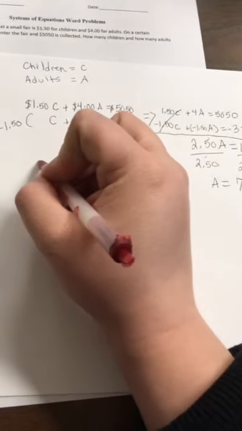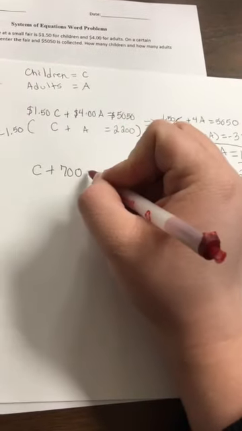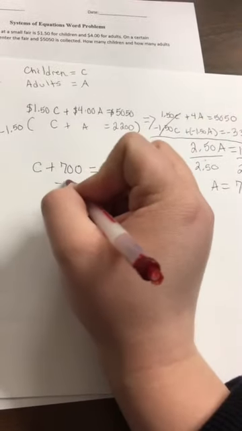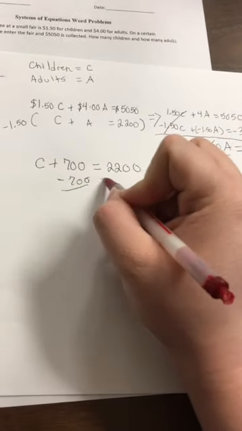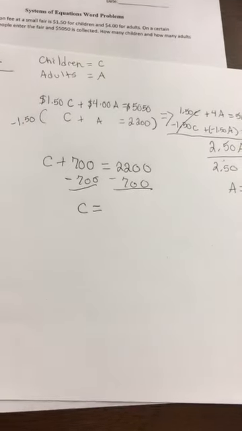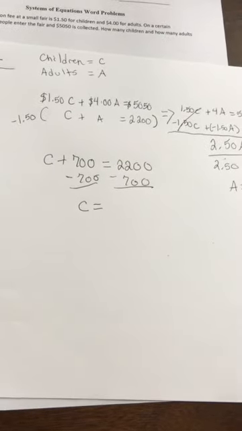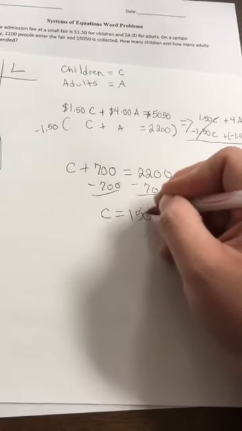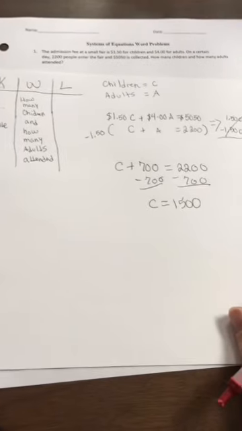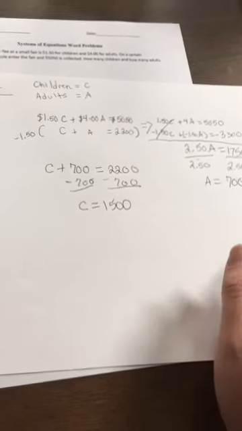We plug that back in. We have to plug it back into an original equation. C plus 700 equals 2,200. Subtract the 700, so we have C equals 2,200 minus 700, which is 1,500 children. And if you look at that, you're like, whoa, a lot of children attended. But it's a fair, so most adults take more than one child to the fair.